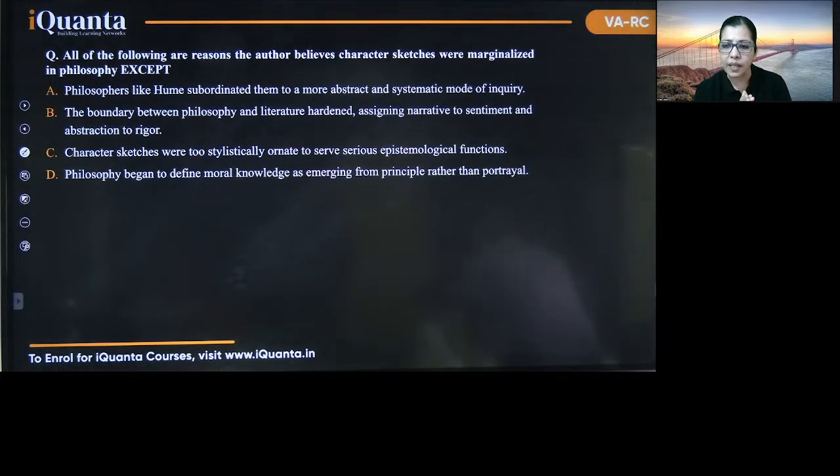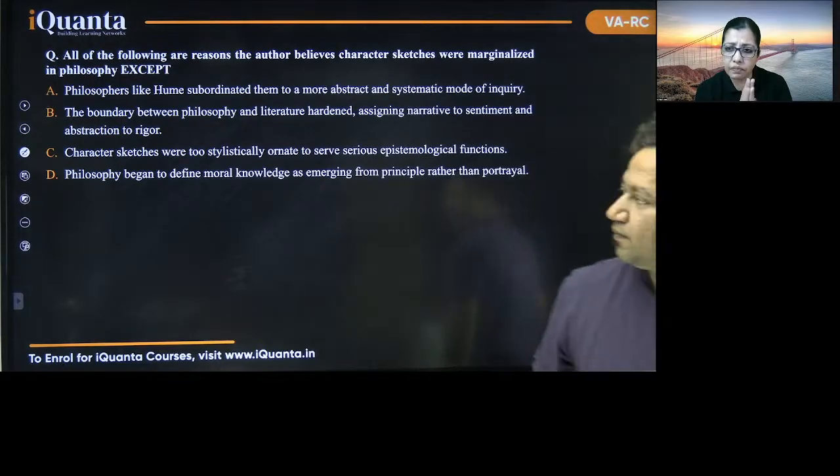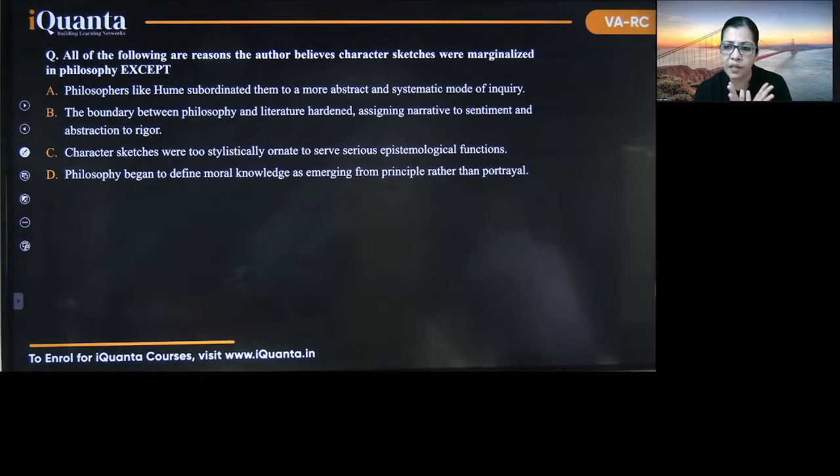Now this question 3, that's there on the screen. It's a true false question. Very simple question, it was para specific. Everything is given there. In that paragraph it asks what the reasons are that character sketches were marginalized in philosophy. Reasons, if you go to that paragraph and look, you will get them. All of them had to be interpreted except one. So the answer is C. Too stylistically ornate to serve this. That wasn't the reason why character sketching was demoted. Okay, so that's done.